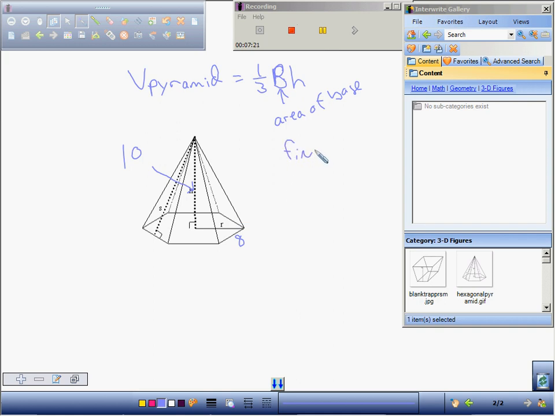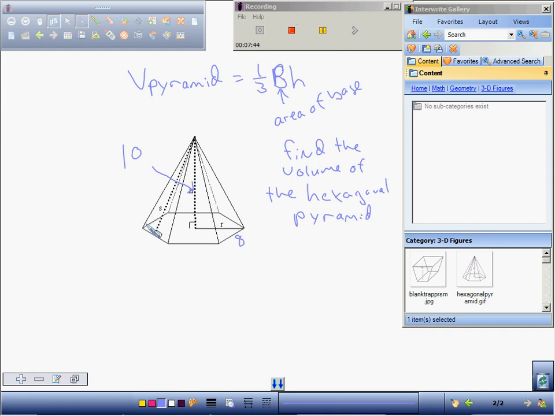That's all they give you. And they say, find the volume of the, that's called the hexagonal pyramid. Could you do that? Not so easily, I'm guessing.